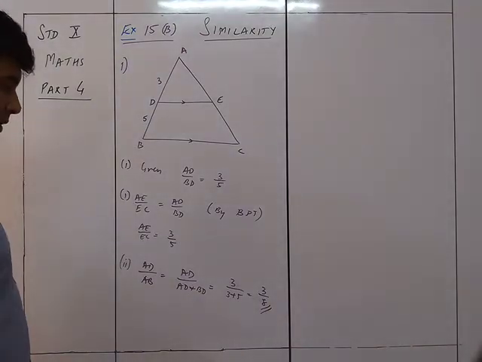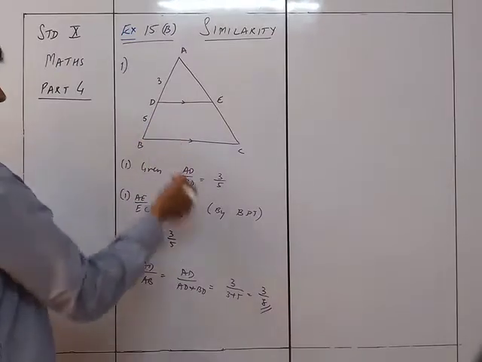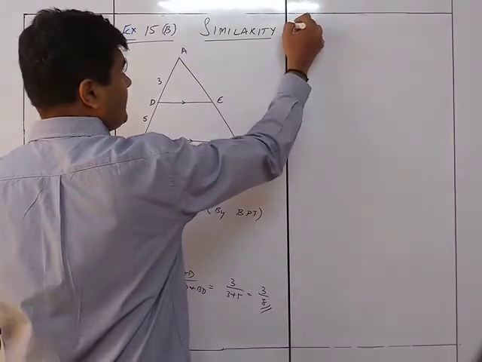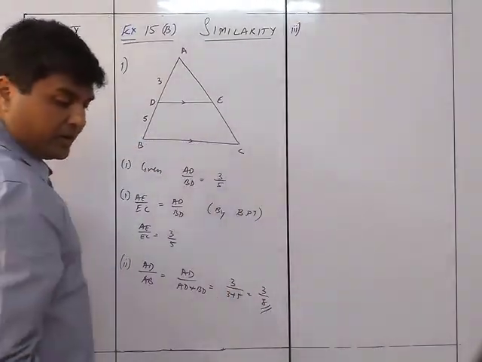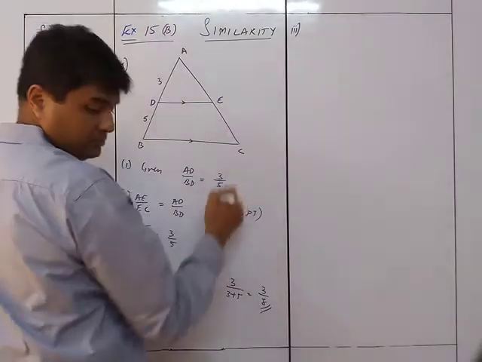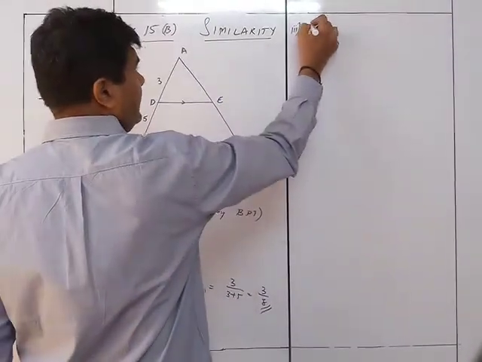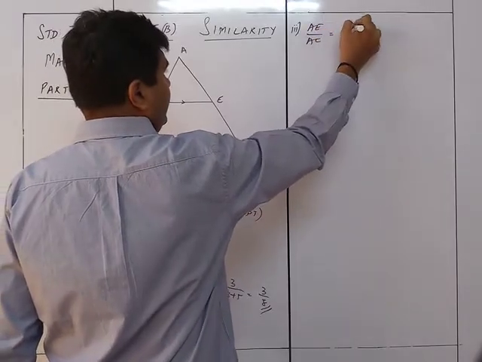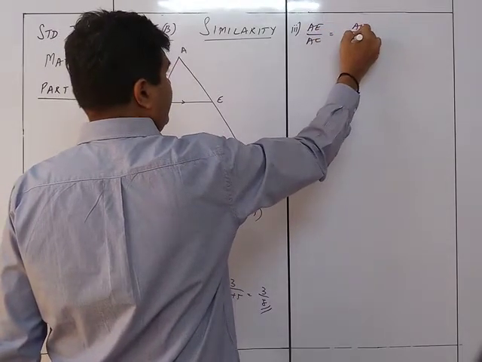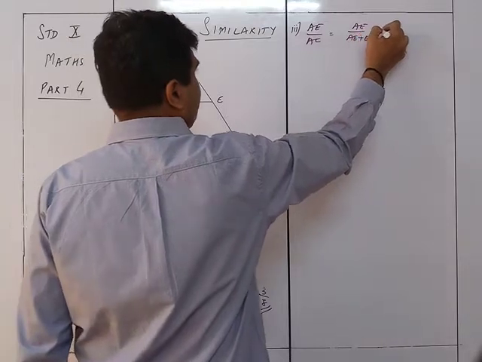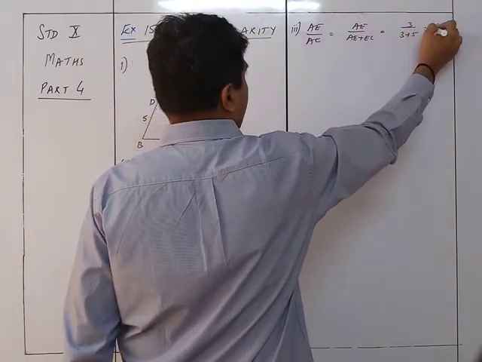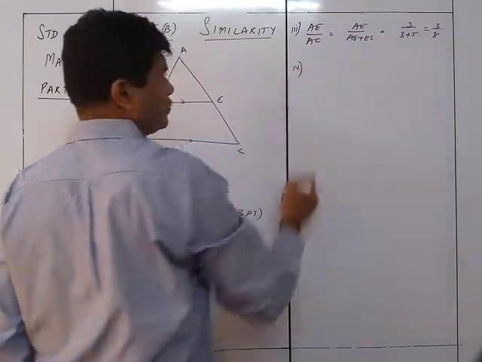Okay? Because even if you take it as 3x and 5x, x is going to get cancelled. You can keep it directly over here this way. Third one, AE upon AC. AE upon AC is equals to AE upon AE plus EC is equals to 3/3 plus 5 is equals to 3/8.